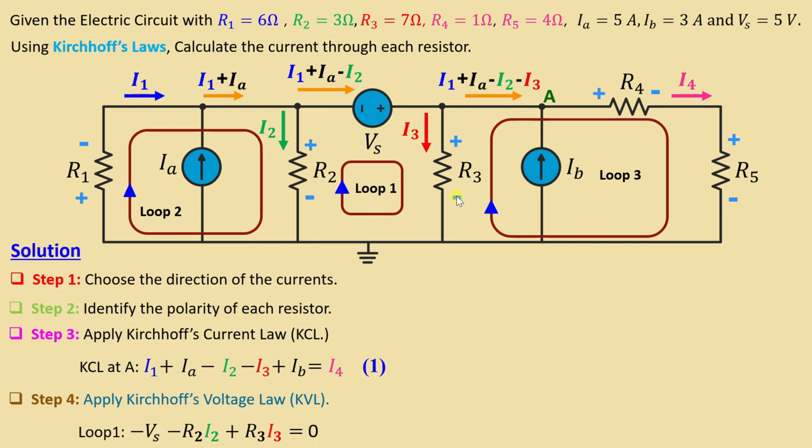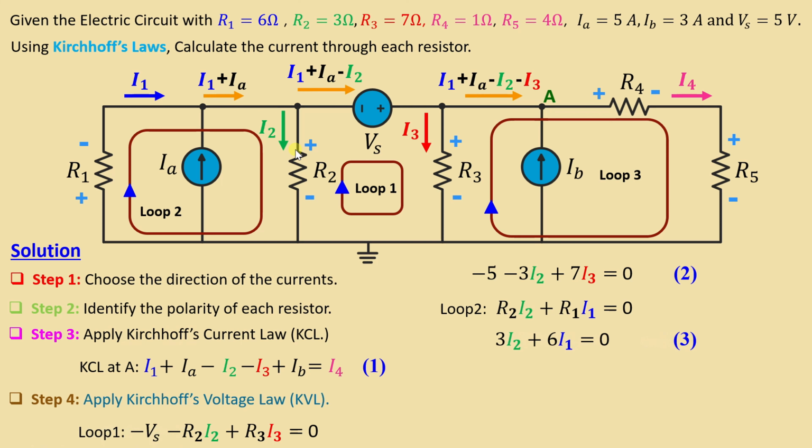In loop 1 we can write negative Vs plus R3I3 minus R2I2 is equal to 0. We obtain negative 5 minus 3I2 plus 7I3 is equal to 0. We go now to loop number 2. We have R1I1 plus R2I2 is equal to 0. We obtain 3I2 plus 6I1 is equal to 0.